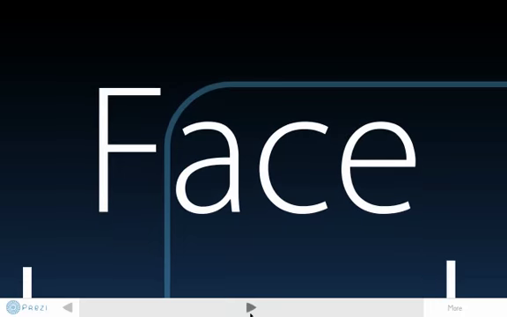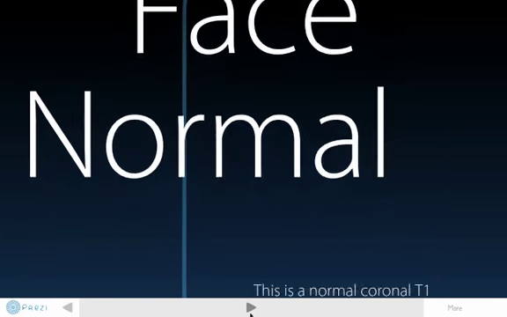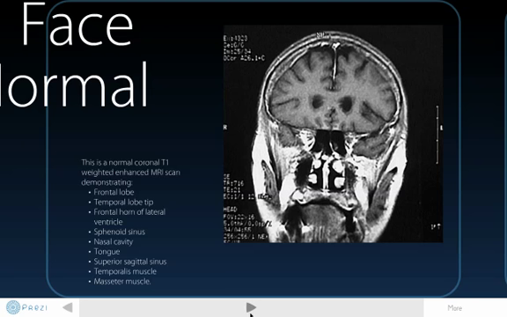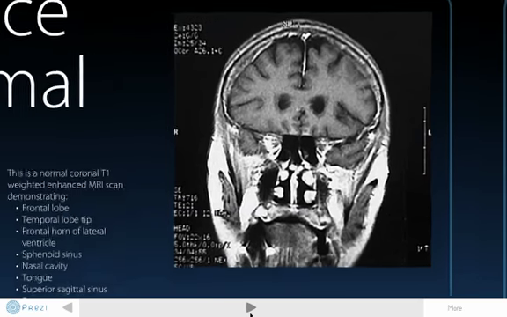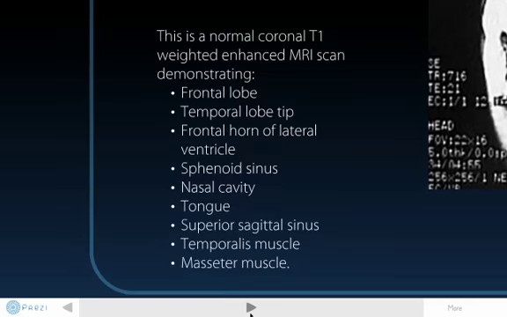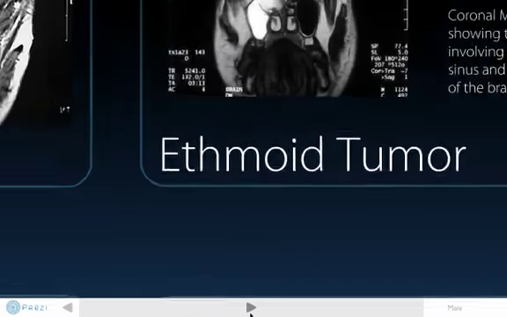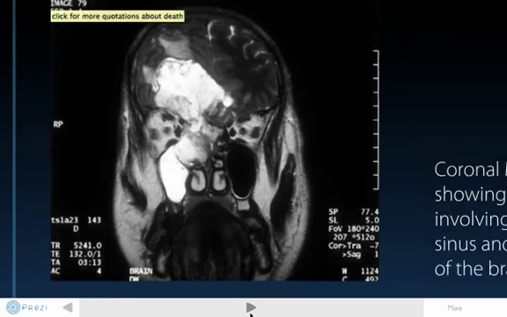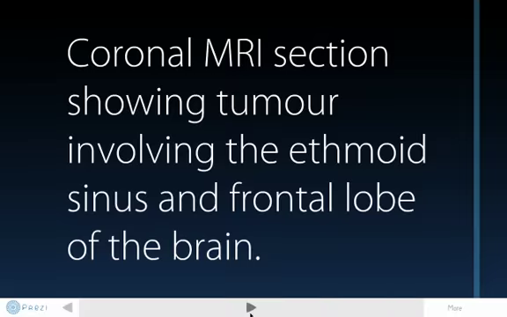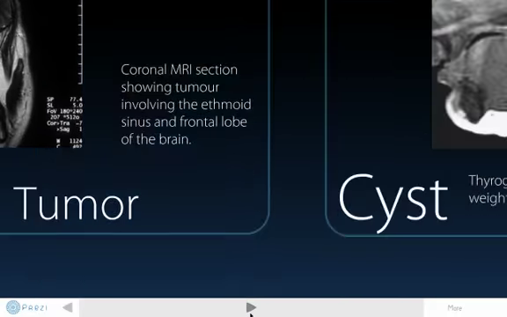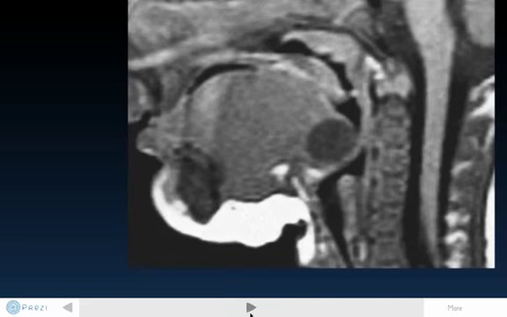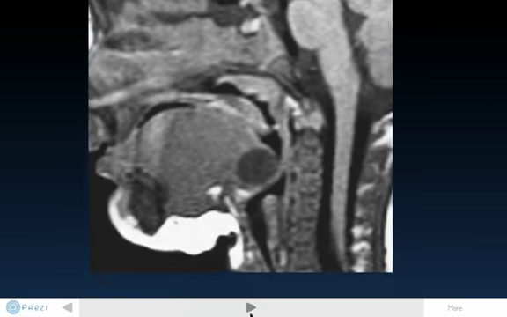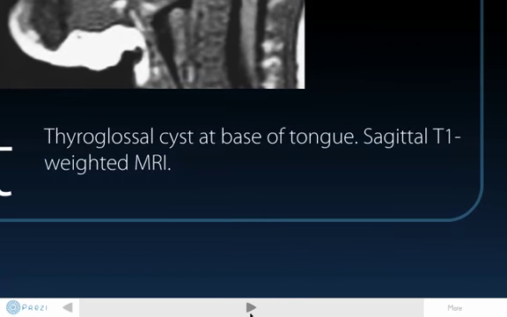Now we'll just show some samples. First, of the face. Here's a normal coronal T1 enhancement MRI scan showing structures like the frontal bone, sphenoid sinus, nasal cavity, tongue, and temporalis and masseter muscles. Now an ethmoid tumor. The image is a coronal MRI section showing a tumor invading the ethmoid sinus and the frontal lobe of the brain. Lastly, an image of a cyst, which is seen in the darker black spot at the back of the tongue. This is a sagittal T1 weighted MRI.